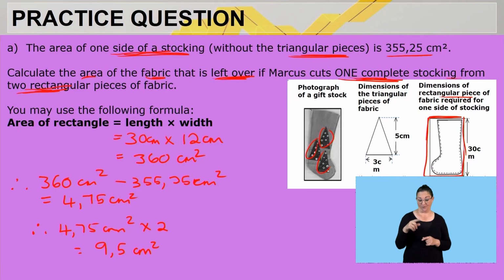Okay, so first, guys, remember, I calculated the area of the rectangular piece of fabric that he uses. Then I factor in that the area of one side of a stocking is 355.25 square centimeters. Thereafter, I subtracted it from the total area of the fabric, the rectangular side. And then I multiply that by 2 because it says if Marcus cuts one complete stocking from 2 rectangular pieces of fabric. Guys, I hope that's clear. Let us look at our next question.